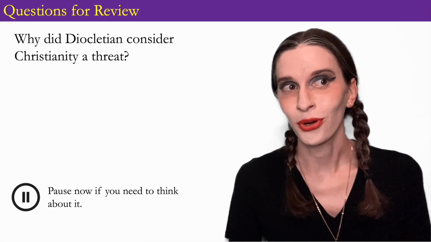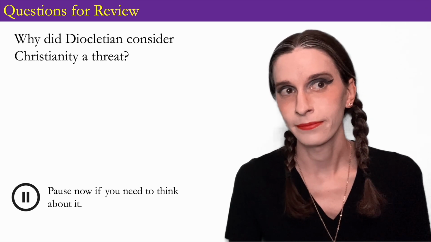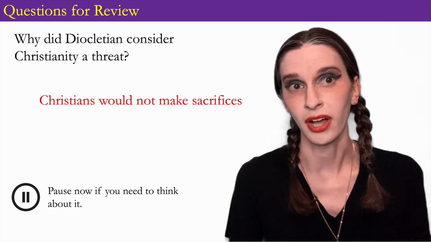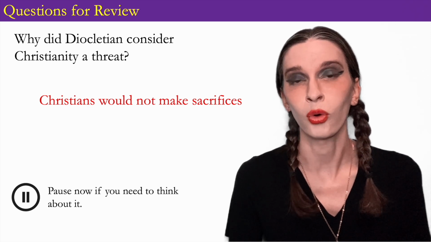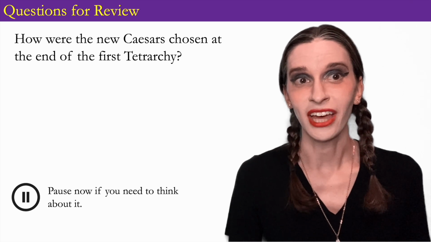Okay, a few questions for review. First, why did Diocletian consider Christianity a threat? It was because Christians refused to make sacrifices to the traditional gods. It was never about what his subjects believed, only about what they would or wouldn't do. Next, how were the new Caesars chosen at the end of the first Tetrarchy?